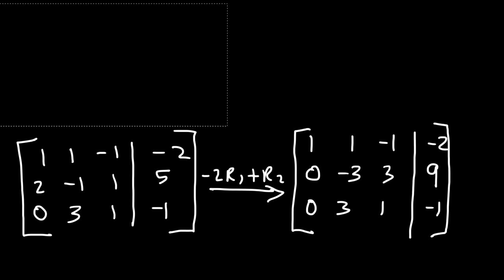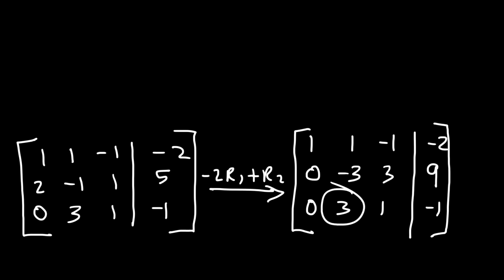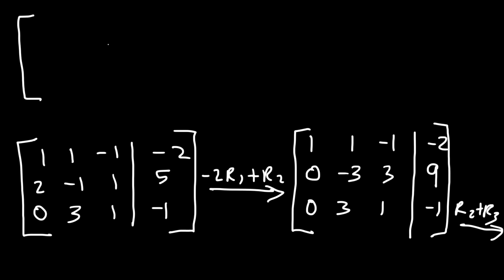So what do you think is the next thing that we should do at this point? Now, we need this number to be a 0. So all we got to do is add rows 2 and 3. And we need to apply the changes in row 3. So it's going to be R2 plus R3. So row 1 and row 2 will stay the same.